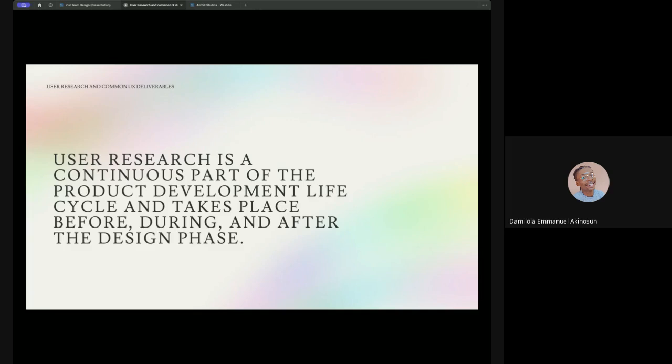We're saying user research is a continuous part of the product development life cycle, and it takes place before, during, and after the design phase. So that's what I was talking about earlier. UX research is not something you just do before you start designing your product. It's a continuous process that you also have to do during, and it's something that you still do after the design phase.